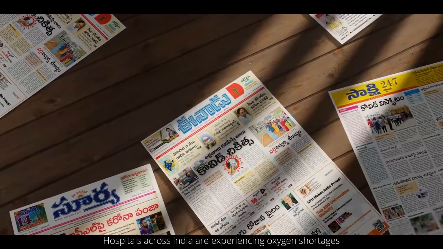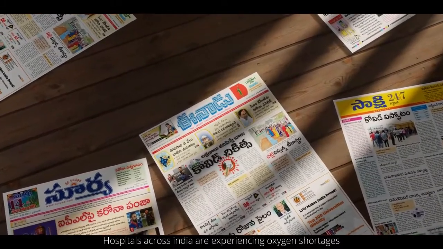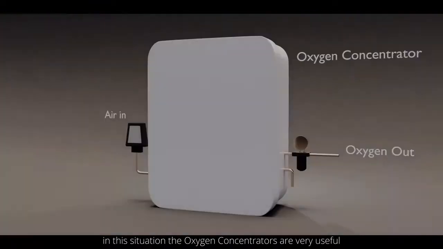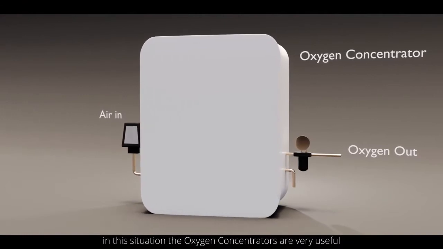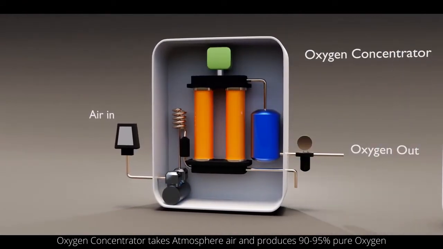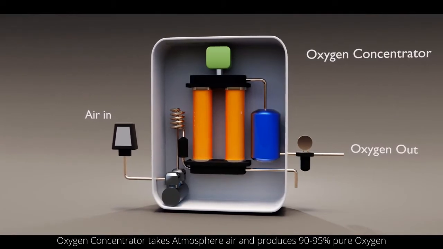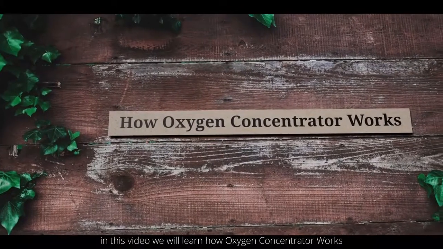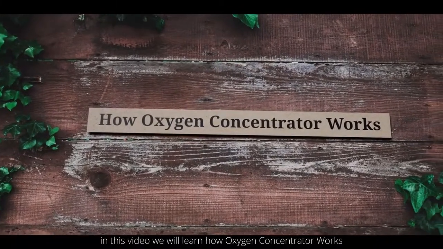Hospitals across India are experiencing oxygen shortages. People are dying on the streets outside hospitals. In this situation, the oxygen concentrators are very useful. The oxygen concentrator takes atmosphere air and produces 90 to 95% pure oxygen. In this video, we will learn how oxygen concentrator works.